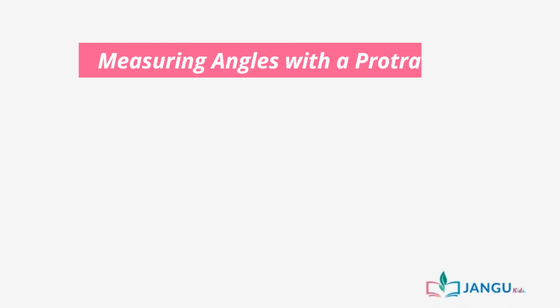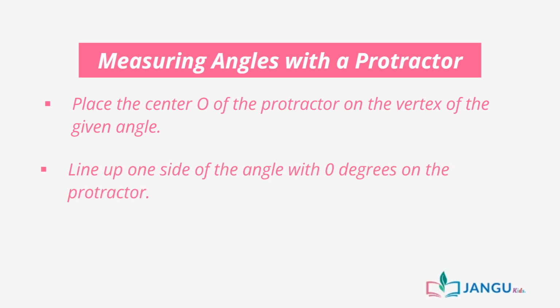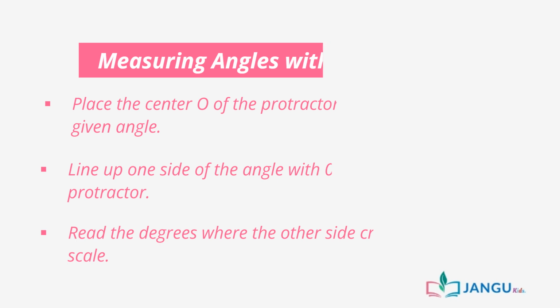To measure an angle using a protractor: 1. Place the center 0 of the protractor on the vertex of the given angle. 2. Line up one side of the angle with 0 degrees on the protractor. 3. Read the degrees where the other side crosses the number scale.